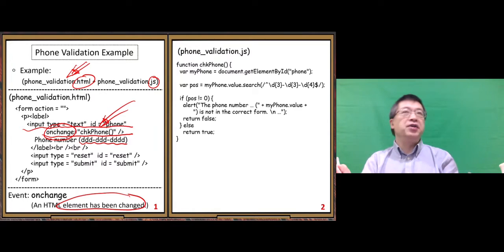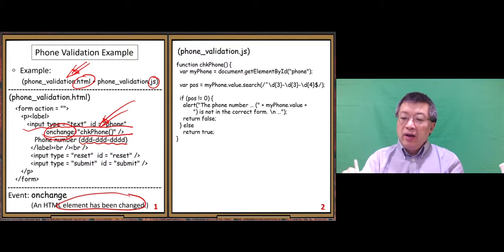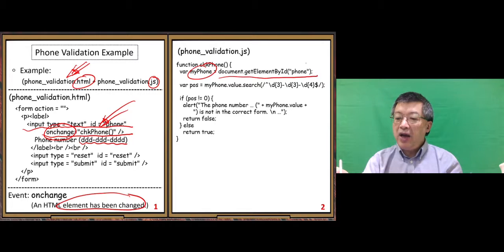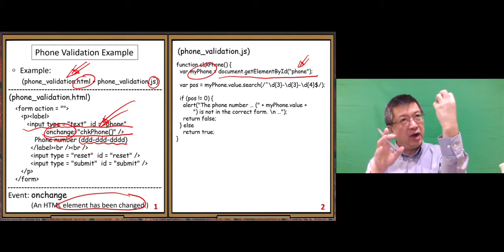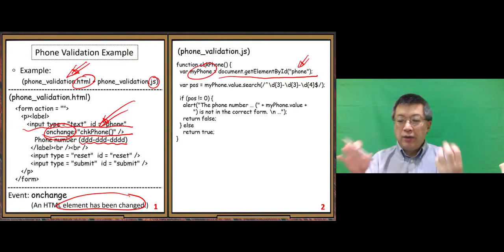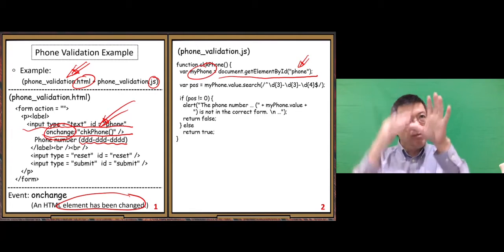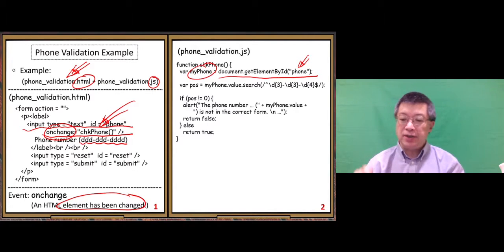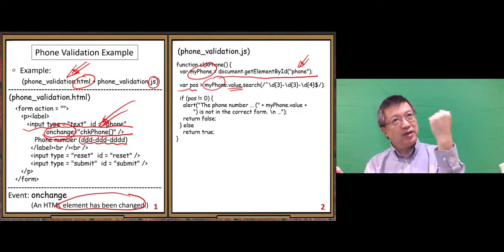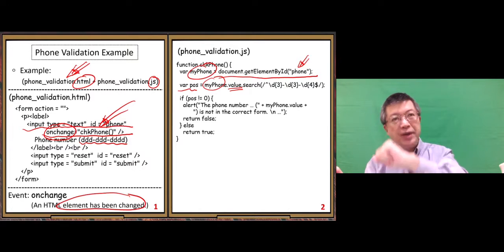The way to use it is very simple. My phone is the object. We use document.getElementById with the ID phone, so we get the object of that element. Now with this object, we can call appropriate properties and methods from it, and do data processing. Here we create another variable, myPhone object dot value. It has a value property, so we access its value property.